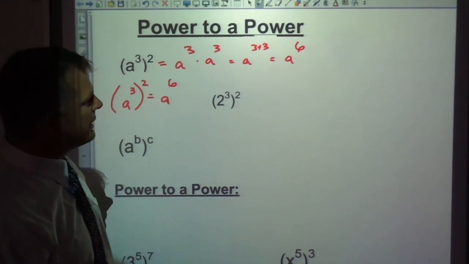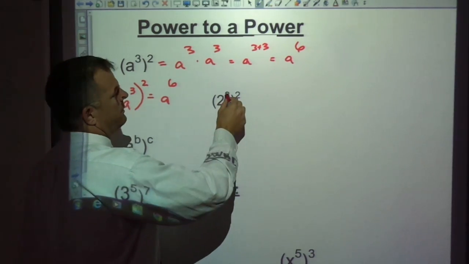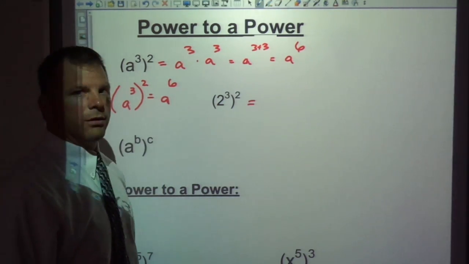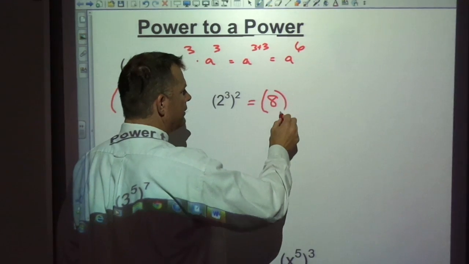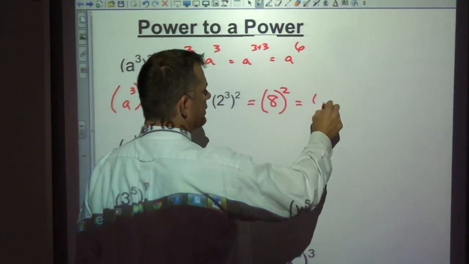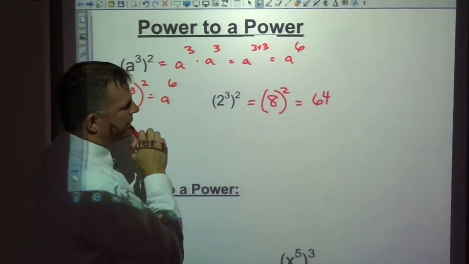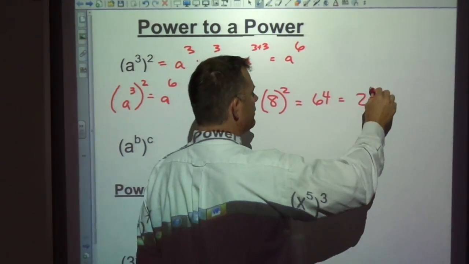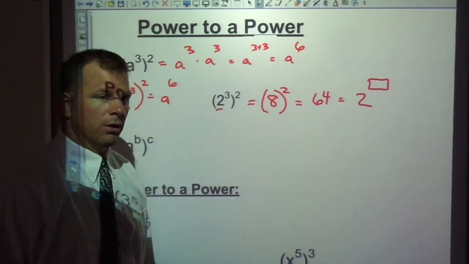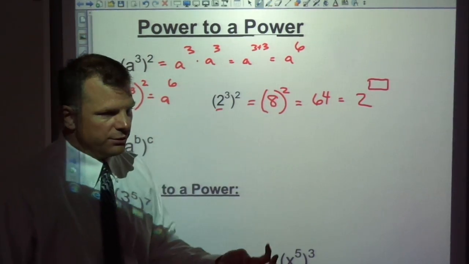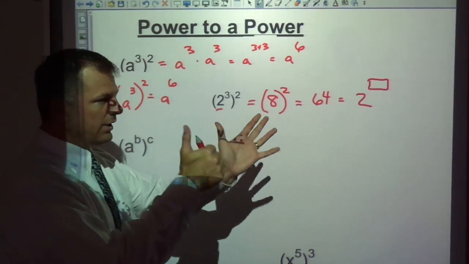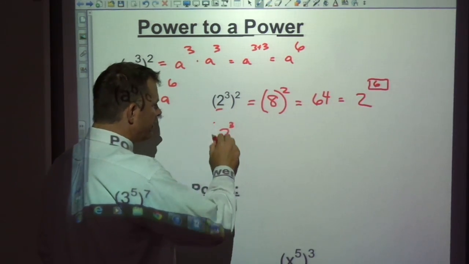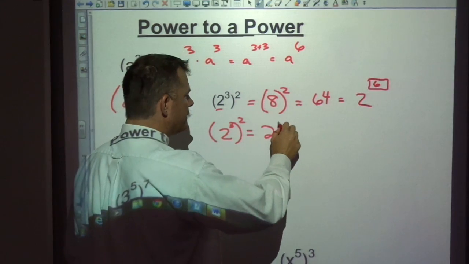Another way to see it is looking at something like this. If we have 2 to the third to the second, it's a power raised to a power. Well, what's 2 to the third? We know that number is 8. And 8 squared we know is 64. Now, could I make that 64 equal to something involving 2's? Because the base was 2. So 2 to the what power is 64? 2 times 2 is 4, times 2 is 8, times 2 is 16, times 2 is 32, and 32 times 2 is 64. So this is the 6th power. So 2 to the third to the second equals 2 to the 6th.